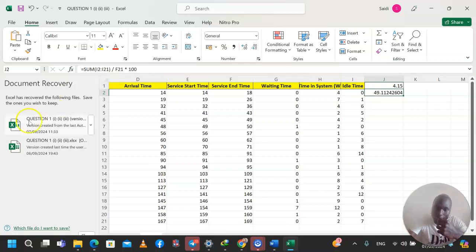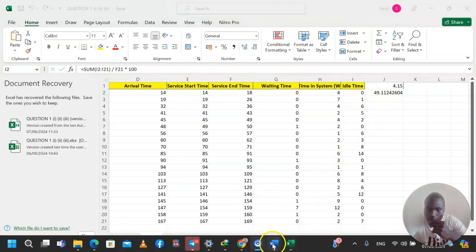Then I had to divide it by the service end time of the last customer. The reason why I used the service end time for the last customer is because it represents the actual total time that the shop spent giving service to all the customers. That's why I divided it by the service end time. Then I had to multiply by 100 since we requested for a percentage, and I pressed enter to get this.